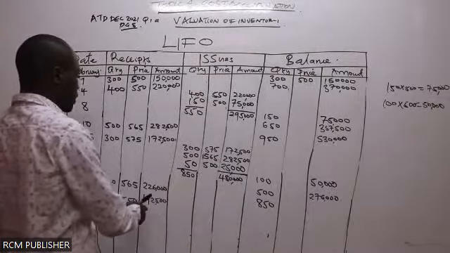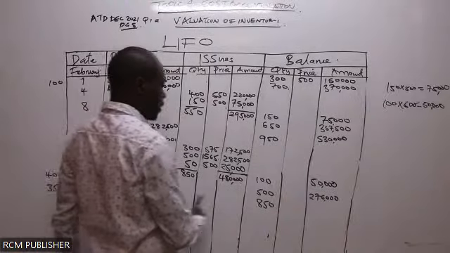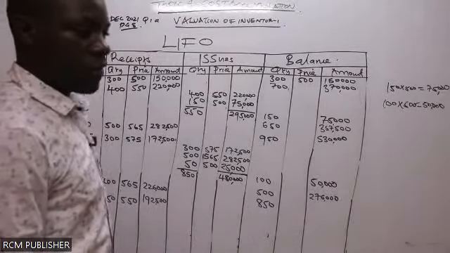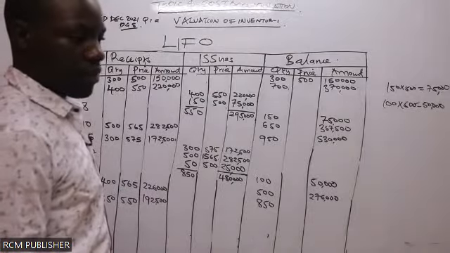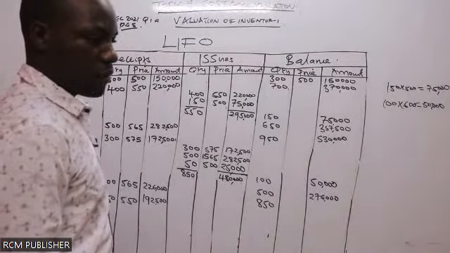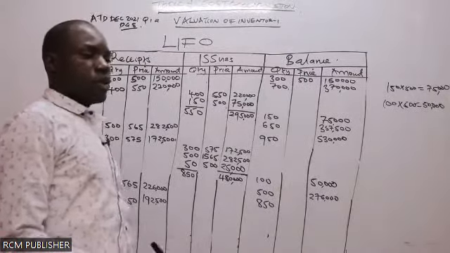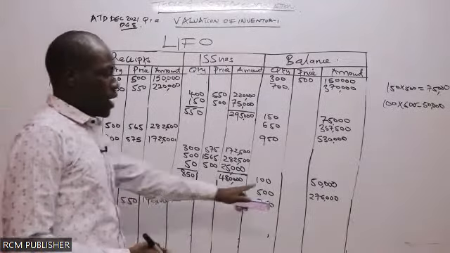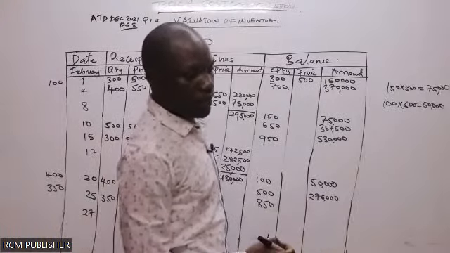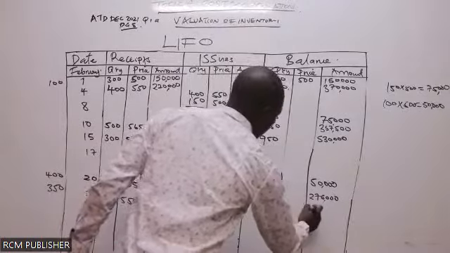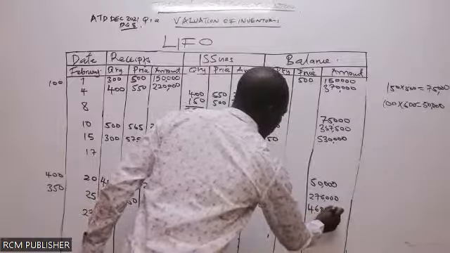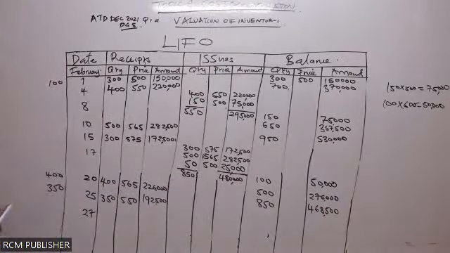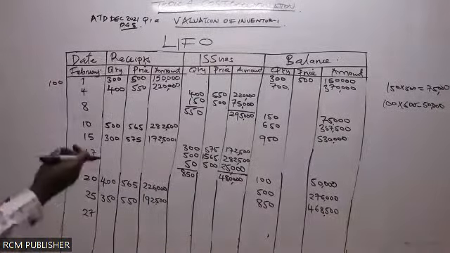And then in terms of value, 192,500 plus this 276,000. What do we have? Yes, what do we have? 192,500 added to 276,000 should give us 468,500. That is what we have as at that date.